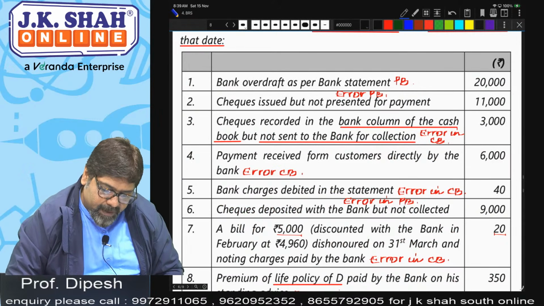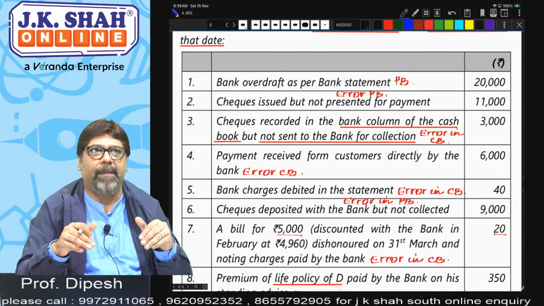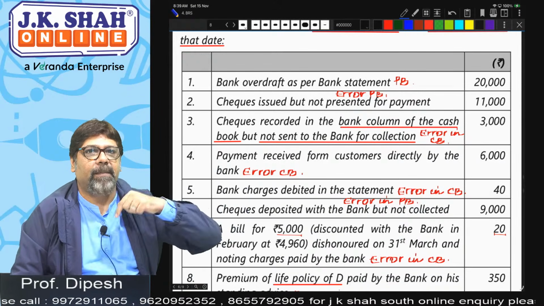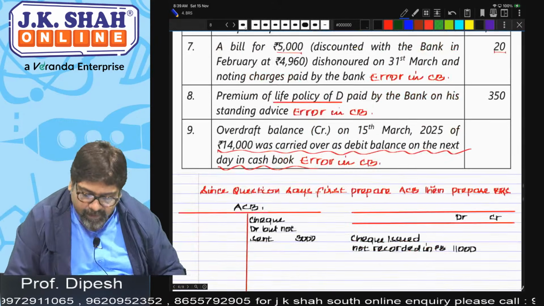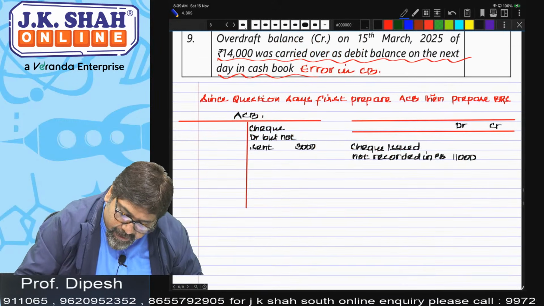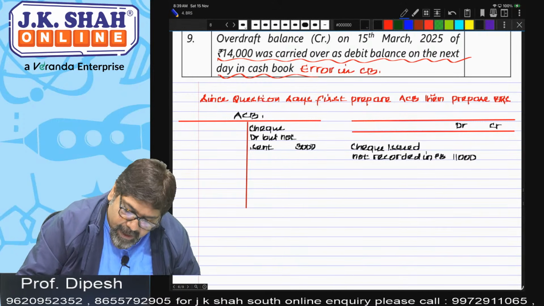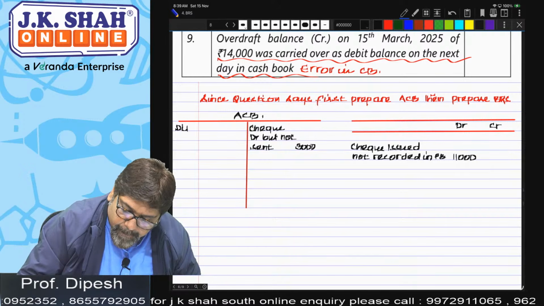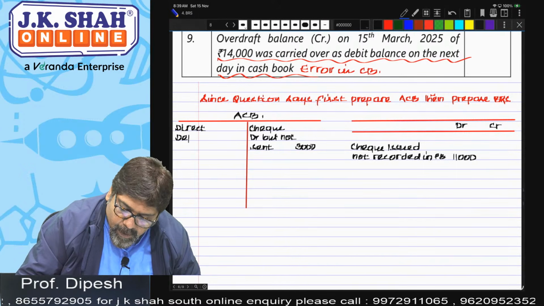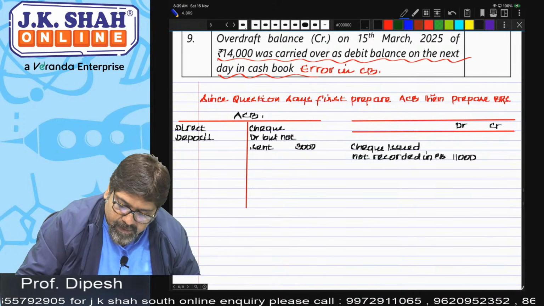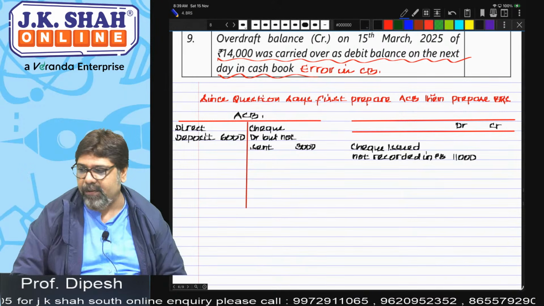Now, payment received from the customers directly by the bank. Is payment received from the customer a receipt or a payment? It is a receipt, recorded in the passbook but not recorded in the cash book. In the cash book, which side? The debit side. So direct deposit. How much? 6,000.